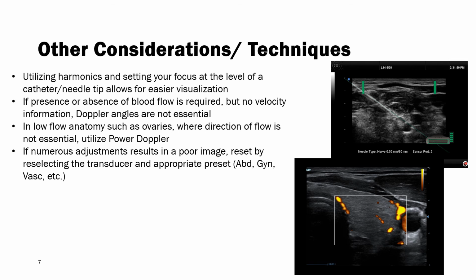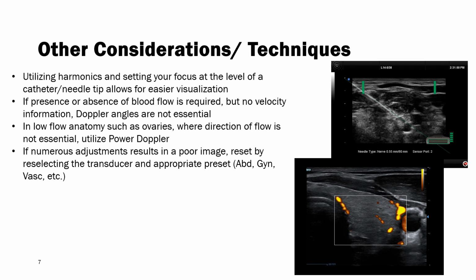If you're having trouble with your settings and you don't feel like you're seeing the needle as well as you want, make sure that your focus is at the depth of your needle tip. You might want to try turning harmonics on and then adjusting your gain up and down. Another thing that will change your contrast is your dynamic range. We know that the contrast of a needle is going to be significant compared to the contrast of tissue, so you don't need a lot of shades of gray to demonstrate that. By turning your dynamic range down, it might actually enhance your ability to see that needle.